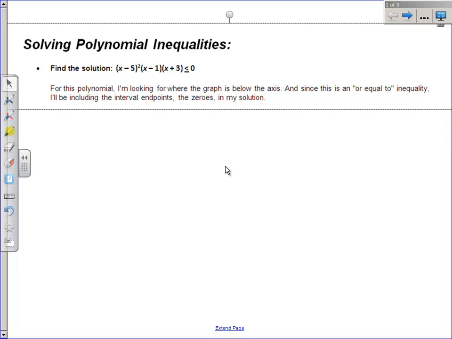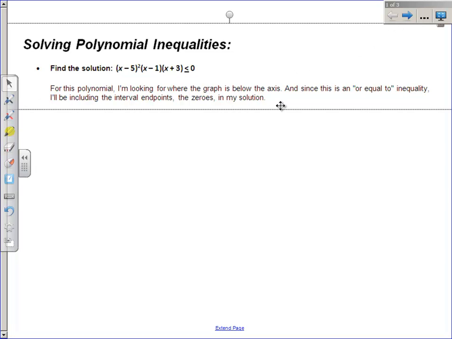Hello everybody. We're going to solve some polynomial inequalities today, and I've got this example that is a factored quartic. That would be an x to the fourth if I multiplied it out. What we want to find out is all values of x that make this less than or equal to 0. And so I've got this written out here.